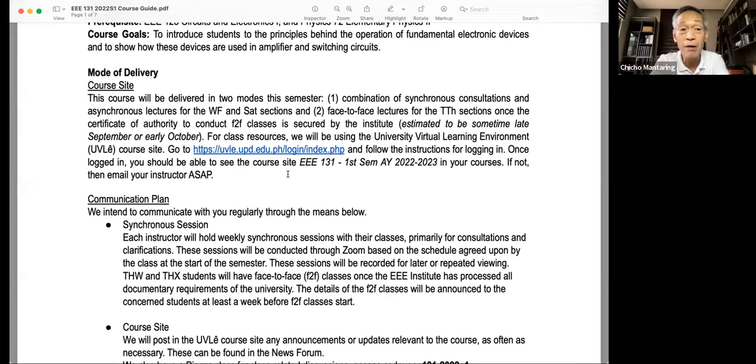But that's not going to happen right away, because there are guidelines that have been established by the university for face-to-face lectures. And we have to make sure that the way we conduct the sessions will be in accordance with these guidelines. So expect the face-to-face lectures to happen. I doubt whether it will happen late September. I think more probably face-to-face lectures will start early October.